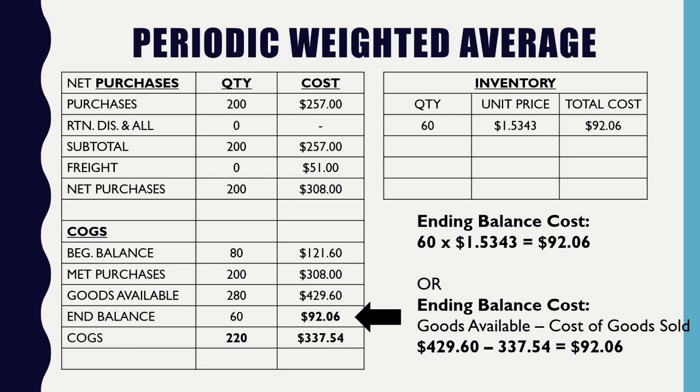Okay? Any questions as to how I got to 92.06 or how rounding is going to be an issue, or just in general weighted average? It's by far the most simplest, easiest concept.